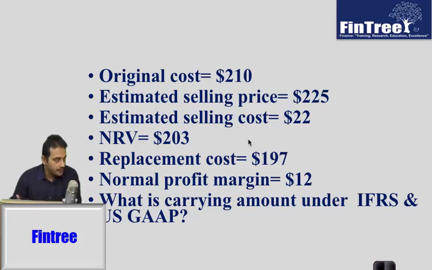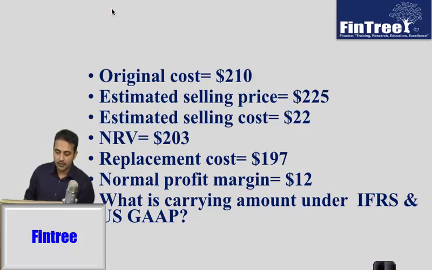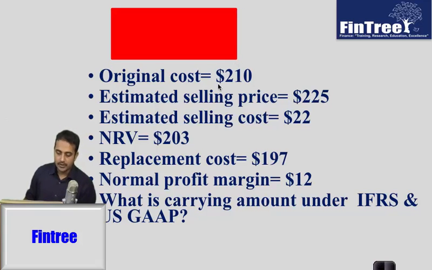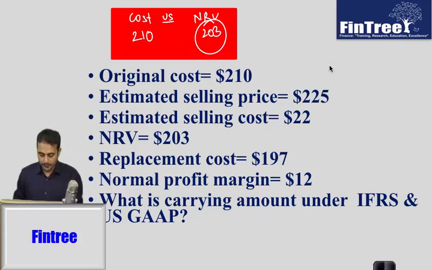IFRS. So let's do IFRS here. IFRS is straightforward. We just compare cost versus net realizable value. Cost is 210, net realizable value is 203. We choose the one which is lower.